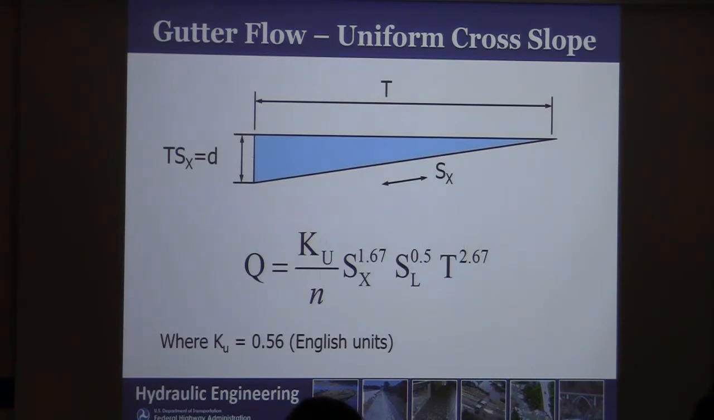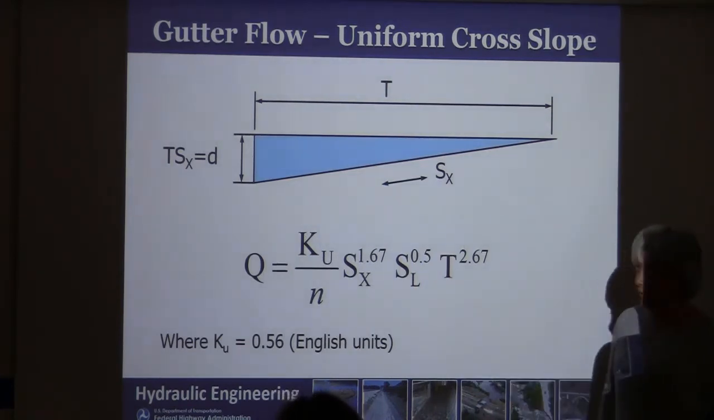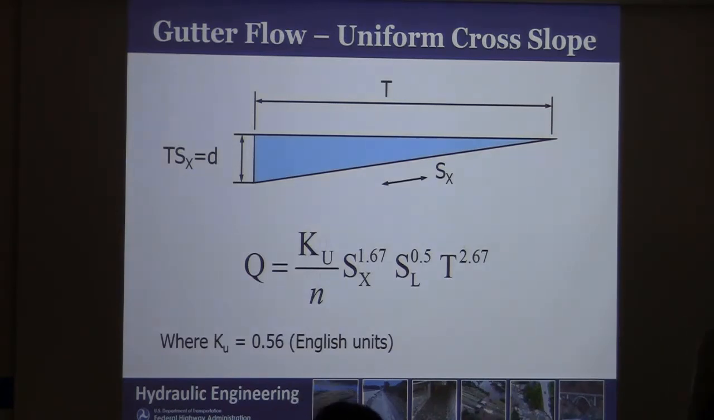So here's the uniform cross slope. If you want to find the depth of the curve, all you have to do is multiply your allowable top width times your cross slope, and that will give you the depth. And if you want to find out what your Q is, you can use this modified Manning's equation.